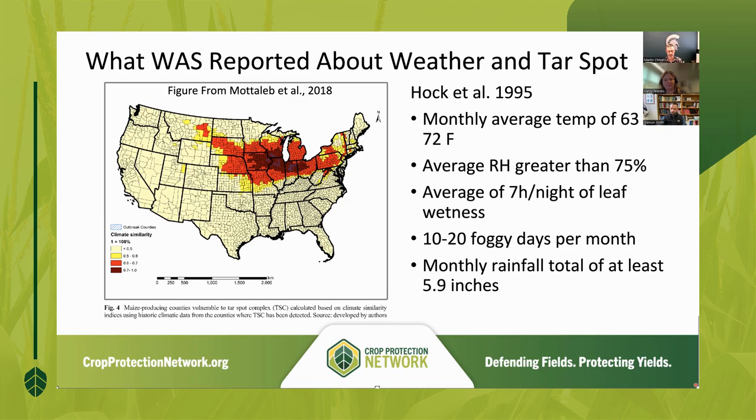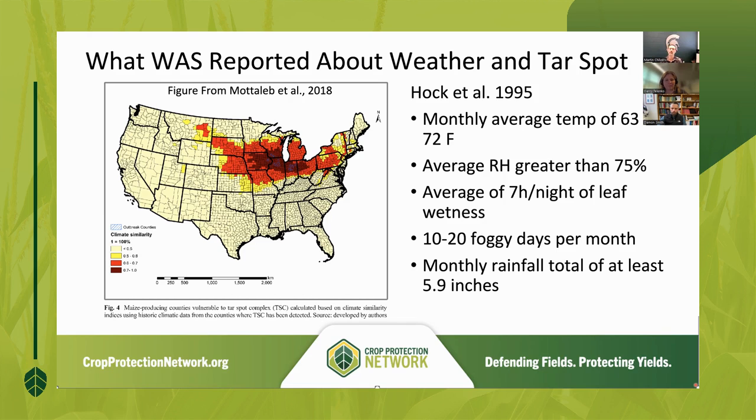So average relative humidity greater than 75%, leaf wetness 7 hours or more during the night, and then 10 to 20 foggy days per month, and at least about 5.96 inches of rainfall a month. So those were the factors pulled out of the data that was available in Mexico and elsewhere in Latin America as to what was driving tar spot. We've definitely gone way beyond that, and Damon's going to jump into what we know now.